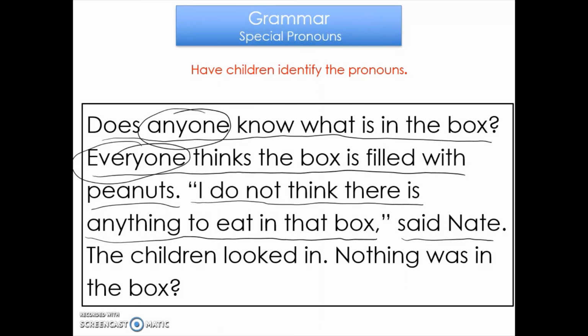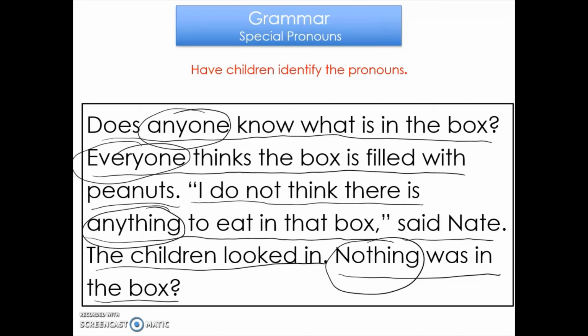Okay, what was the indefinite pronoun? What was in the box? Anything. No specific thing does Nate think is in the box to eat. Okay. "The children looked in." Is there an indefinite pronoun here? No, there's a group of people, the children. Final sentence, "Nothing was in the box." What was the indefinite pronoun here? Nothing, no special thing, no thing was in the box.